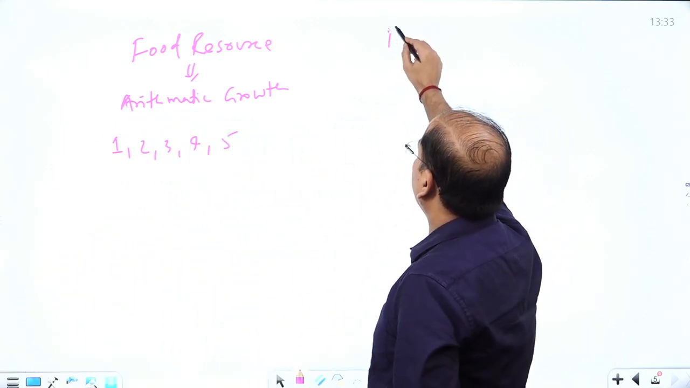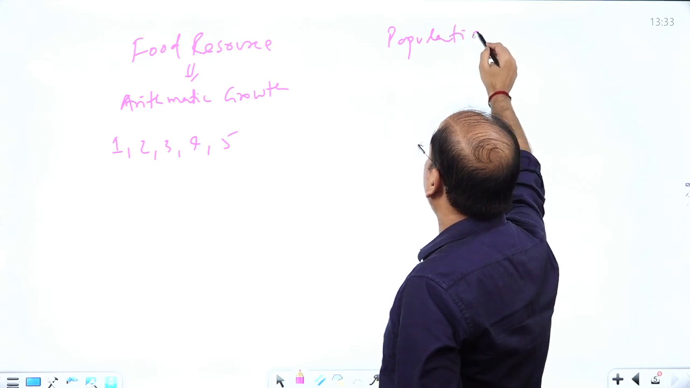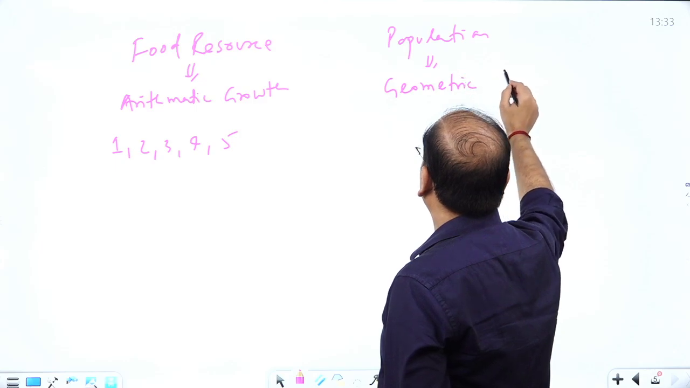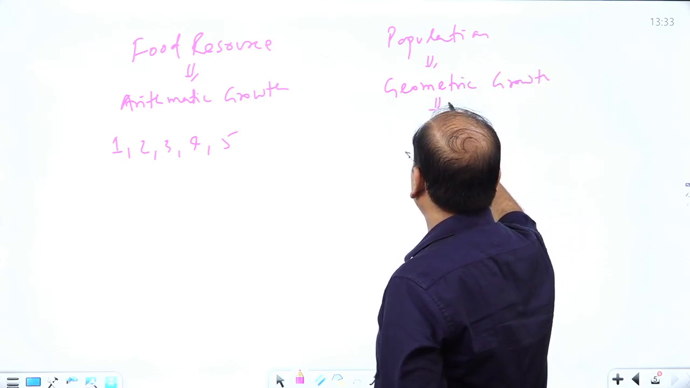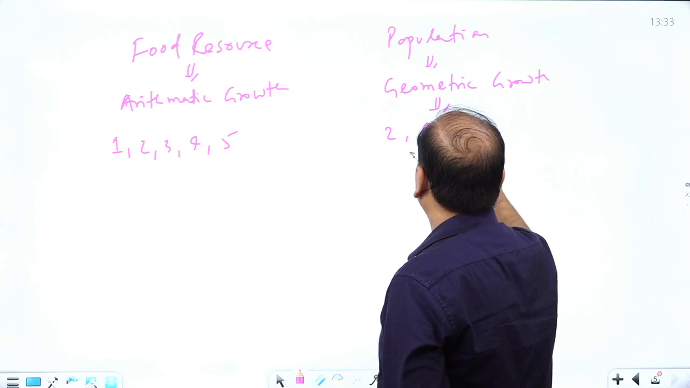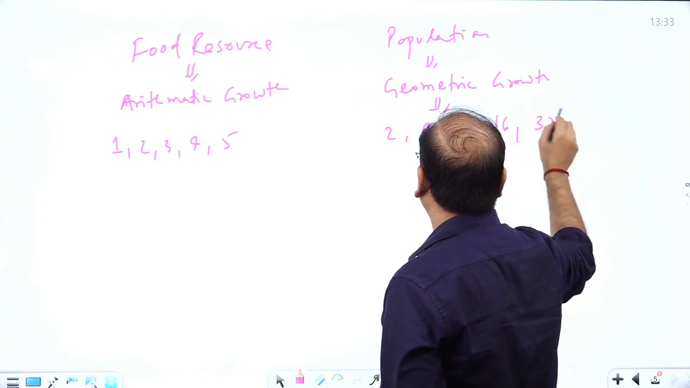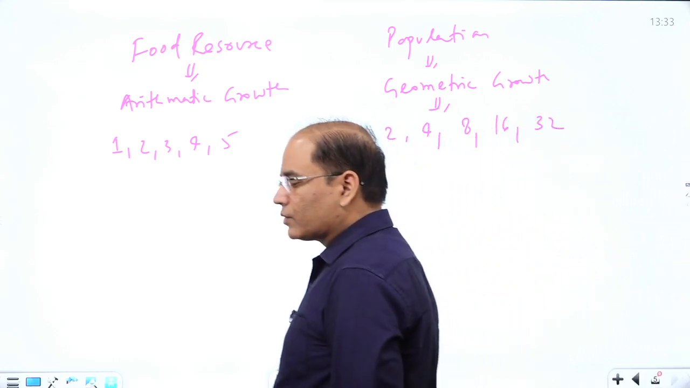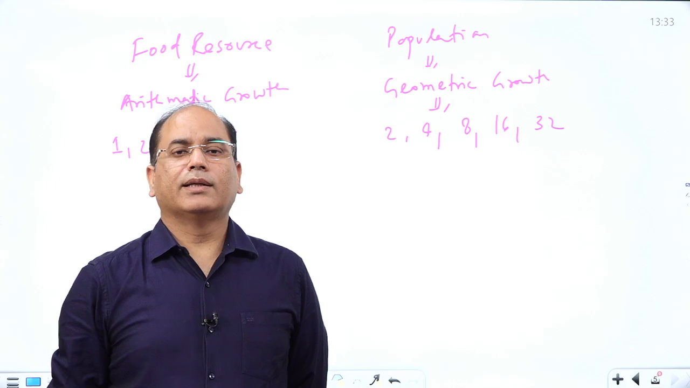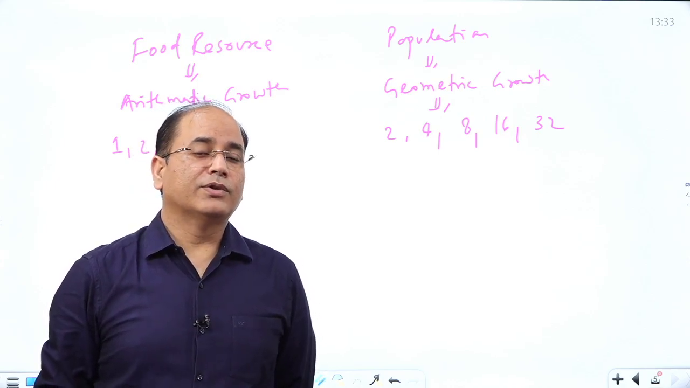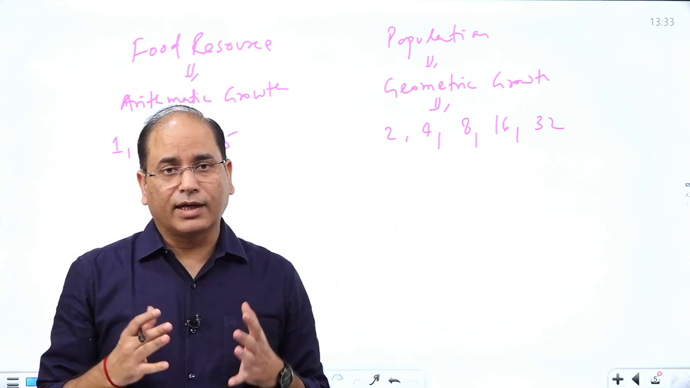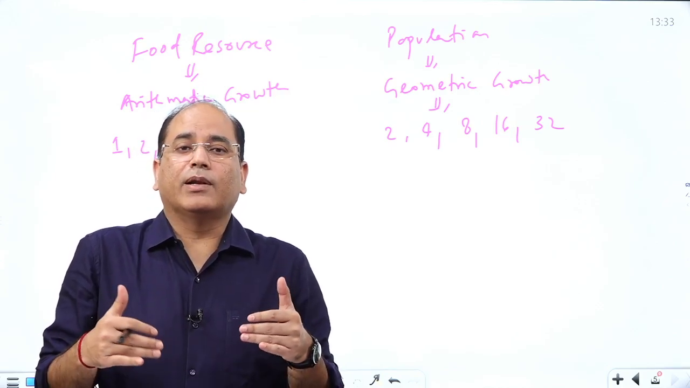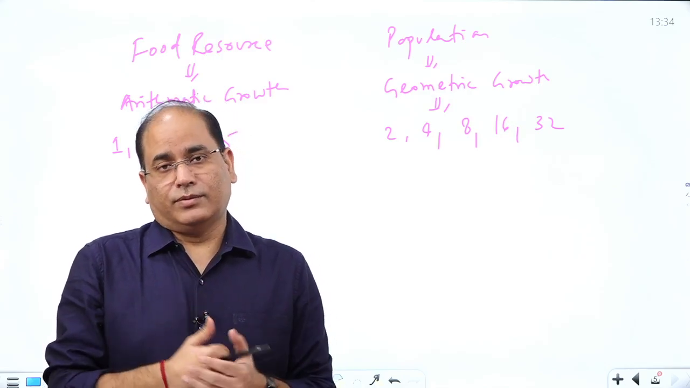Whereas population will witness geometric growth. Geometric growth means 2, 4, 8, 16, 32 in this manner. Now when the food resources grow arithmetically and the population grows geometrically, over the period of time there will be some mismatch between the availability of the food and the demand of the food.